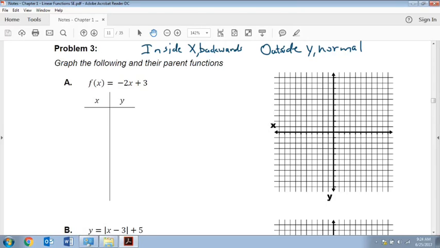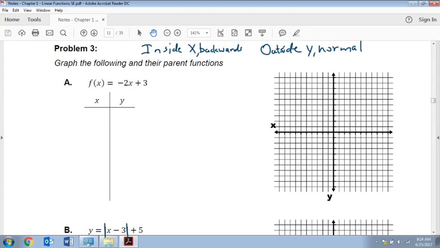This one doesn't really have an inside because there's no parentheses, there's no absolute value bars, so everything on this one is outside, so it affects the y values and the y values only. However, down here you've got absolute value bars on problem number 2. Therefore, everything inside the bars affects the x values and does the exact opposite of what it says. If it says subtract, you add. If it says add, you subtract. If it says multiply, you divide. If it says divide, you multiply. It is the exact opposite, and you do it to the x's.